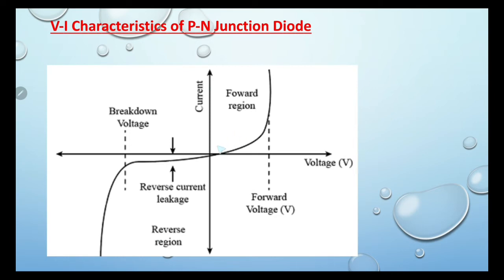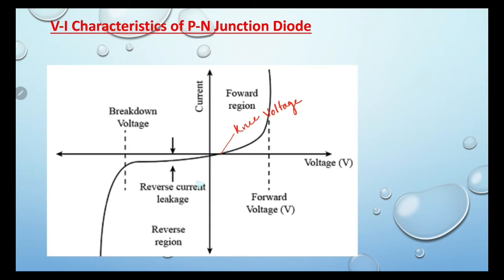If you look into the forward biasing region, the current increases very slowly in the first few volts, up to a certain voltage. This particular voltage is known as the knee voltage. Beyond this knee voltage, the current increases very rapidly. So this is the VI characteristic of the forward biasing of a PN junction diode.